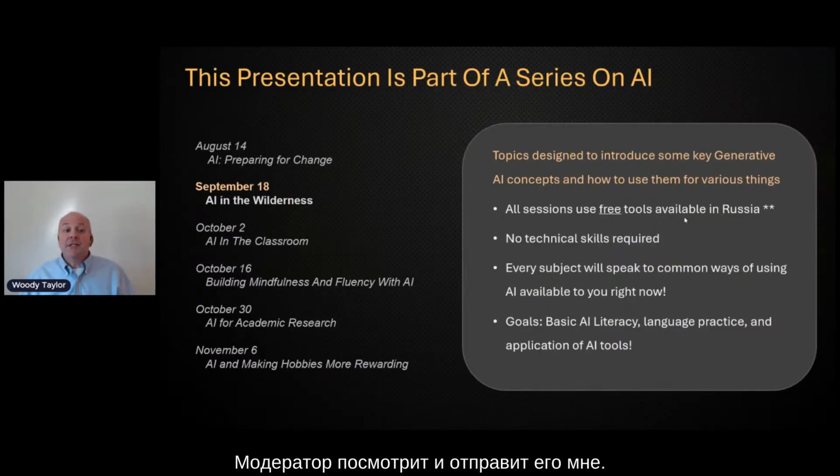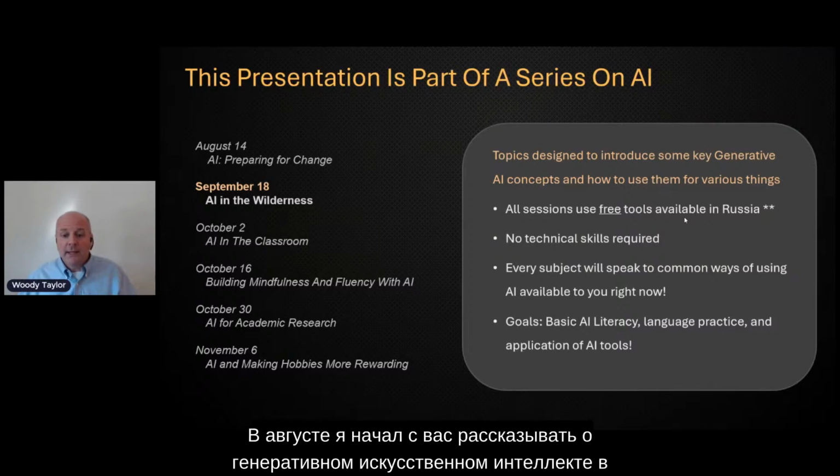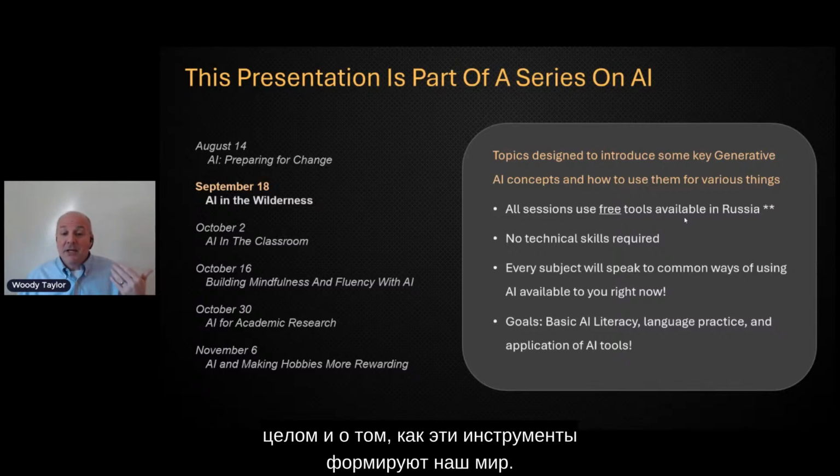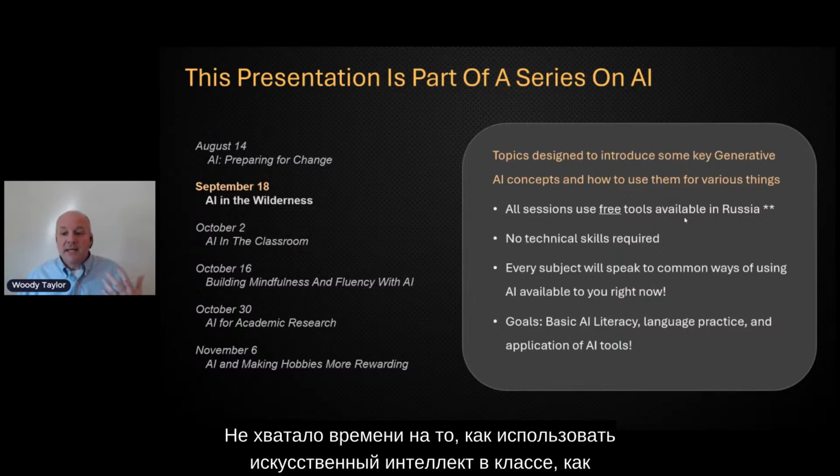This presentation is part of a series. I started off with you all in August, just talking about generative AI in general and how these tools are shaping our world. This time I'm talking about the wilderness. But next time I'll talk about how to use AI within the classroom, either from a teacher or student perspective. We'll talk about how to use AI to build mindfulness and language fluency, as well as academic research and making hobbies more rewarding. All these sessions use free tools that are available in Russia.